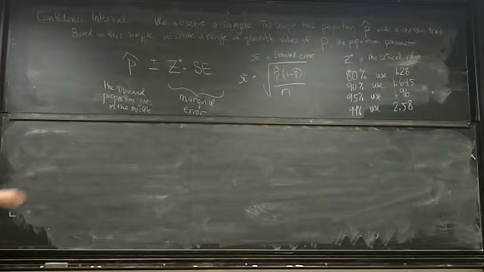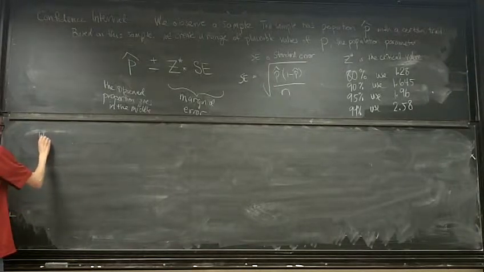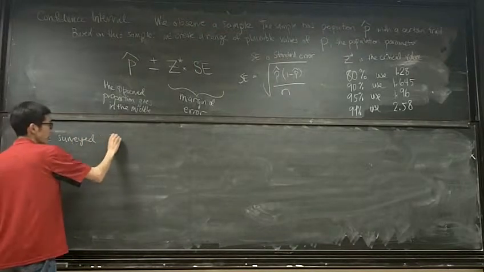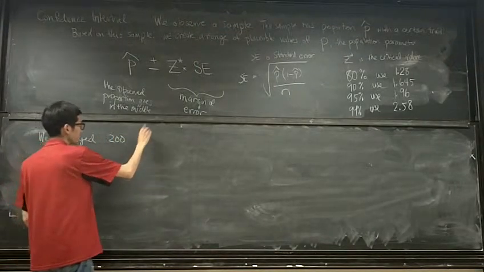So let's try the example. We surveyed 200 randomly selected people in Los Angeles.